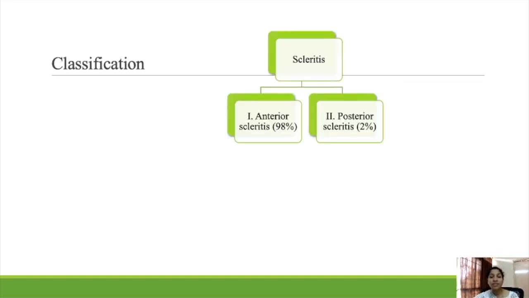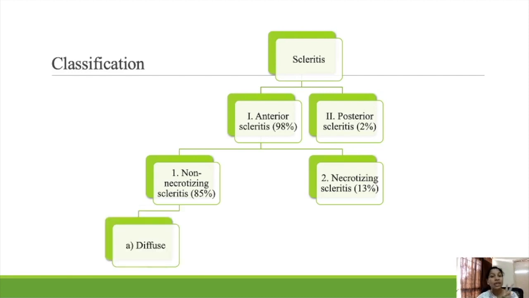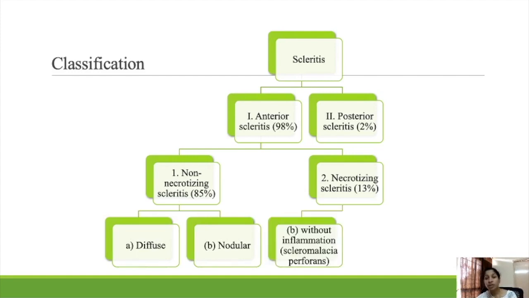Next comes the classification of scleritis. Scleritis can be classified into two: anterior scleritis and posterior scleritis. The most common variety is anterior scleritis. 98% is anterior scleritis and only 2% is posterior scleritis. Anterior scleritis is again divided into two: non-necrotizing scleritis and necrotizing scleritis. Non-necrotizing scleritis is divided into diffuse and nodular. Necrotizing scleritis is divided into without inflammation and with inflammation. Without inflammation is also known as scleromalacia perforans. These are the classification of scleritis.